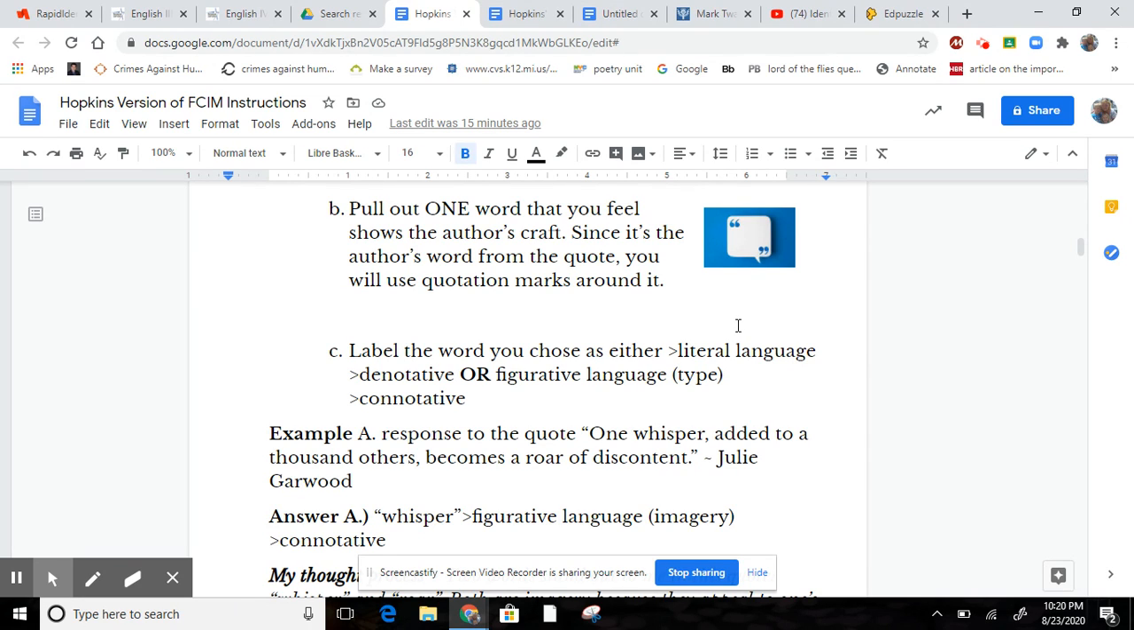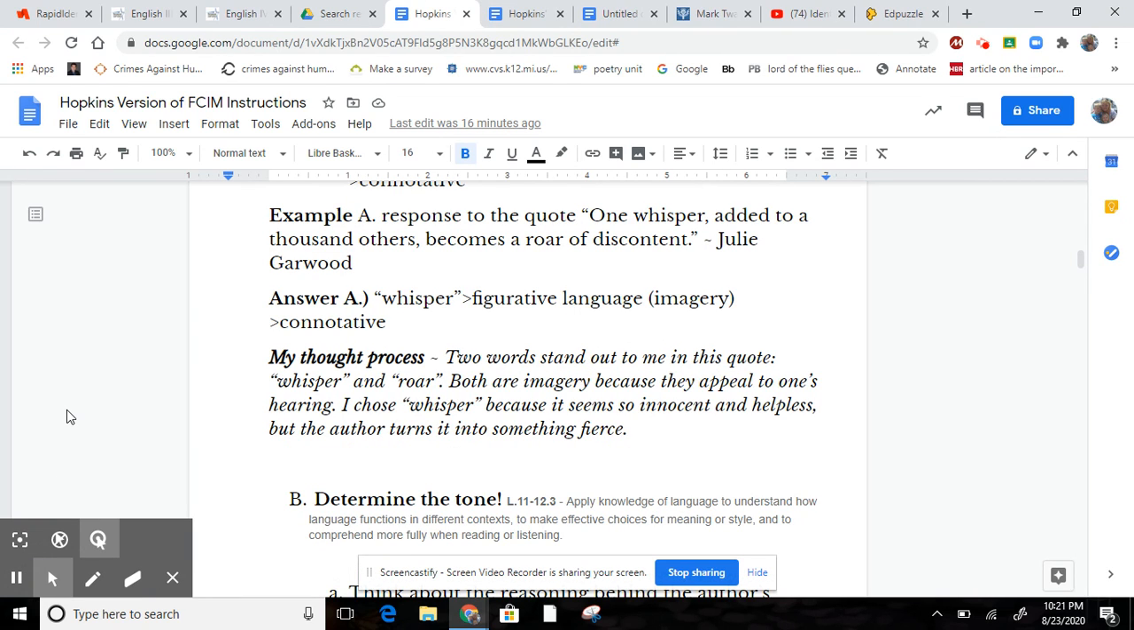Remember that figurative language is any word that's being used in a way that you cannot take literally. And also remember from yesterday's lesson the difference between what a denotative meaning to a word is versus a connotative meaning. So let's look at an example for just this part.